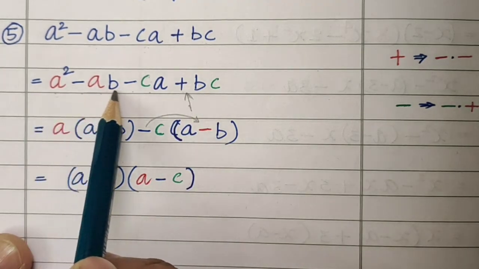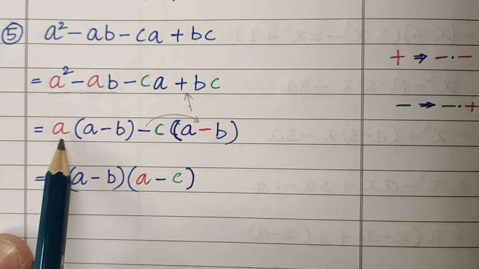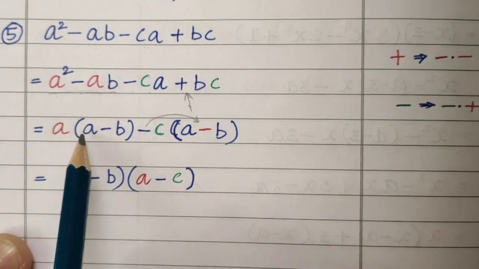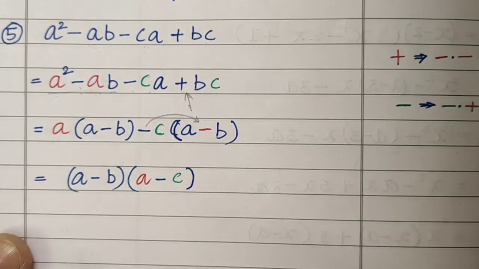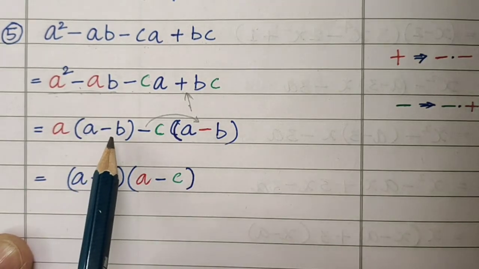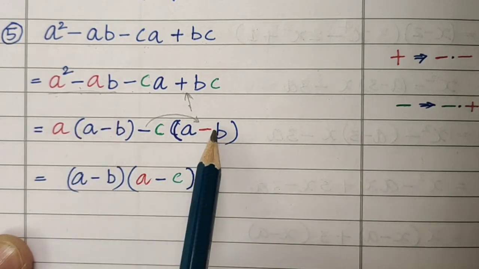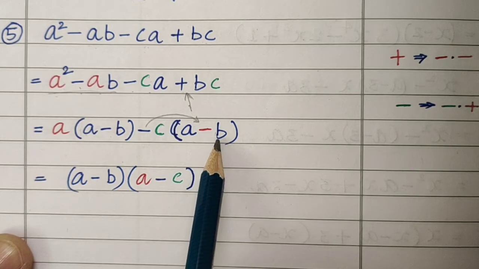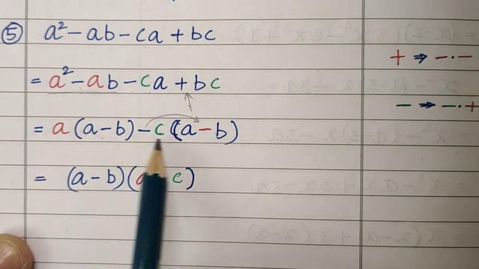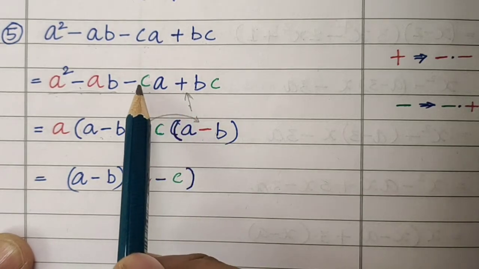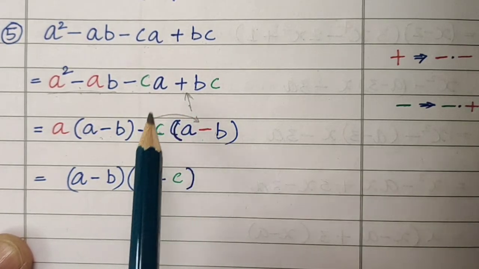Out of these two, we are taking a as common. When you take out a common from this, then we are left with a minus b. So whenever you take like this, we need to adjust the other part so that we should get a minus b here also. Later we can take a minus b as common among these two. So we have taken minus c as common.